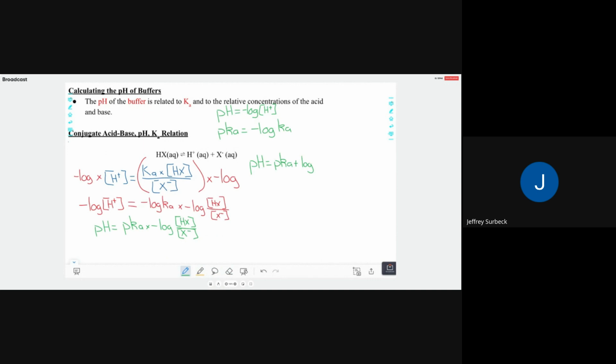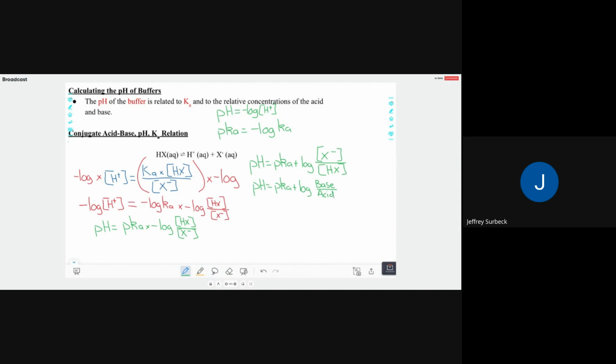Again, those are logarithm rules. The math department would have much clearer answers as to why that is. When this happens, we put the base over the acid. It's all because we are getting rid of that negative log, and it makes it a lot easier to put in our calculator. Now, instead of having H's and X's and HX's, we could also just say this: pH is equal to our pKa plus the log of simply our base over our acid.